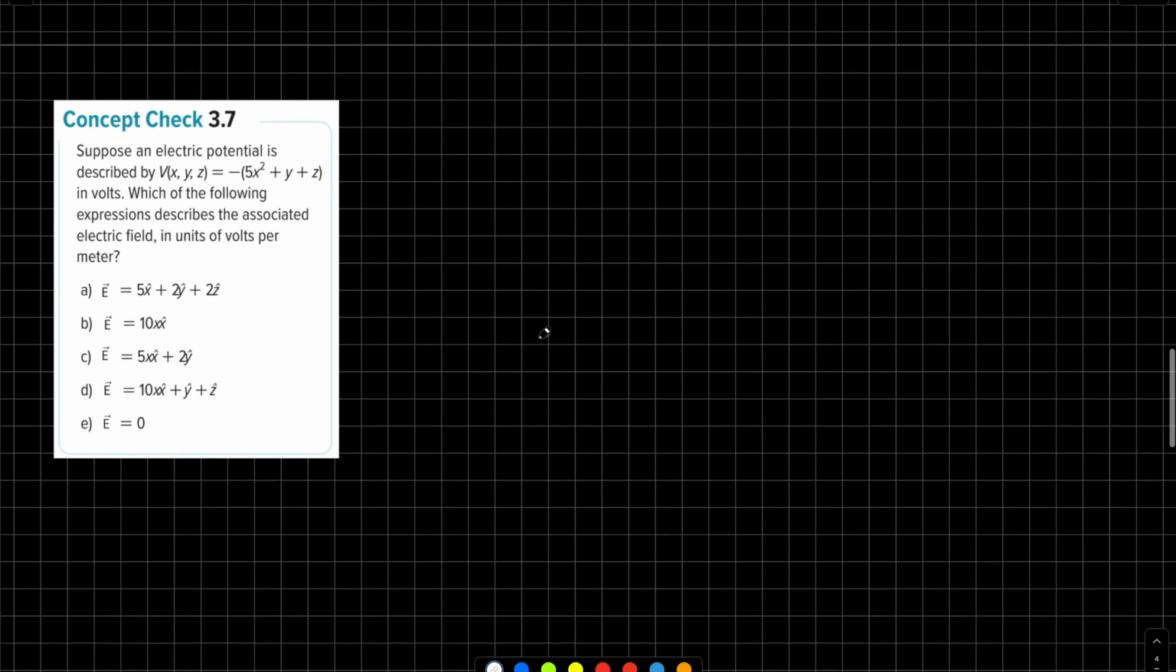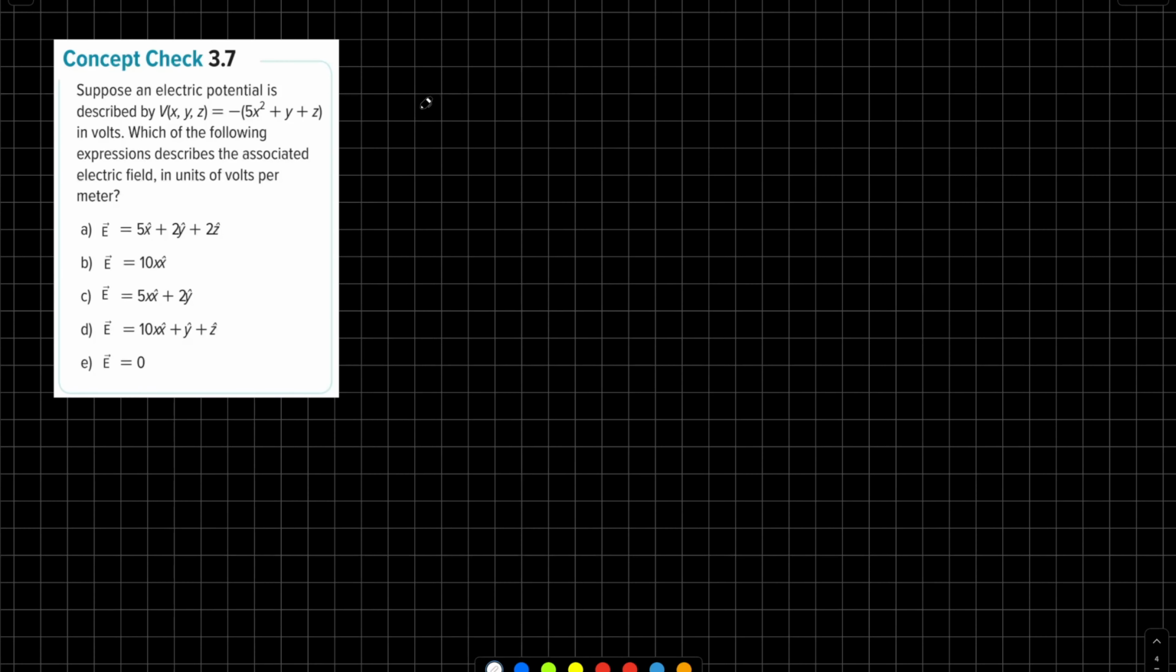Let's solve some problems. Concept check 3.7. Suppose an electric potential is described by V(x, y, z) equals minus of (5x² plus y plus z) in volts. Which of the following expressions describe the associated electric field in units of volt per meter?